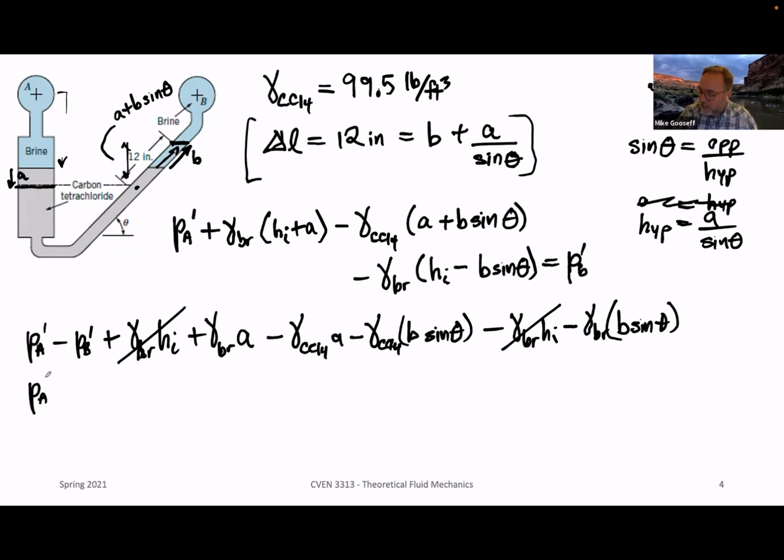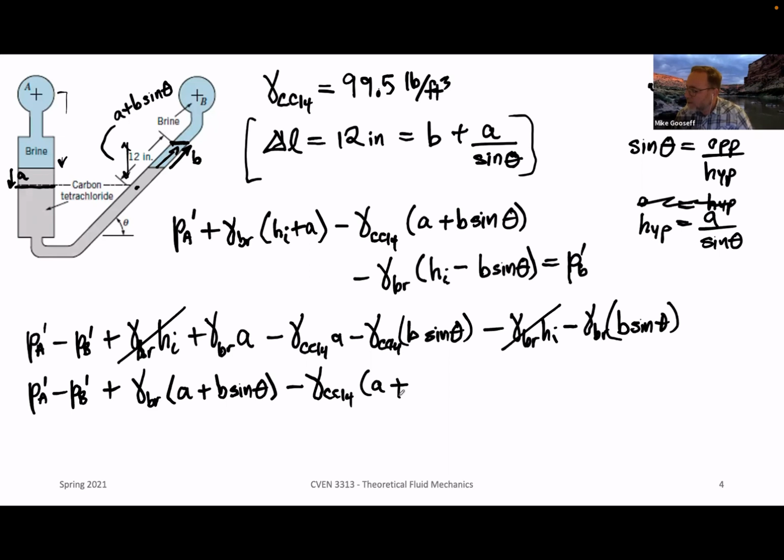So PA prime minus PB prime equals plus gamma BR, all I'm doing is grouping the BR terms again, these brine terms, A plus B times the sine of theta, minus gamma CCl4 times A plus B sine theta. That's right. Yep. Plus B times the sine of theta.